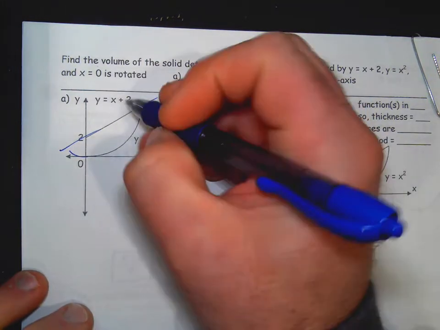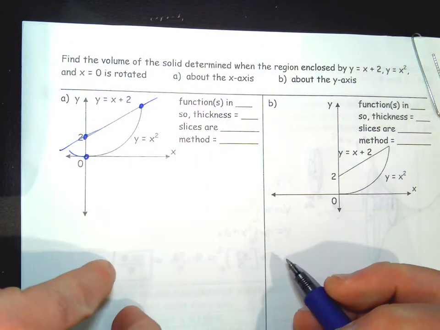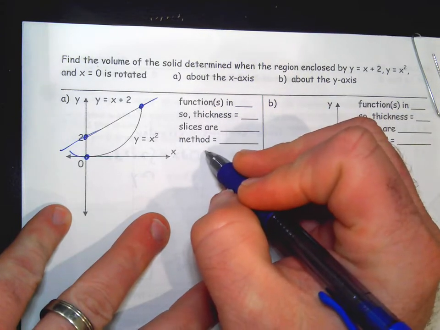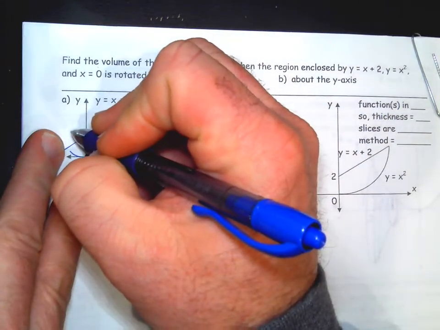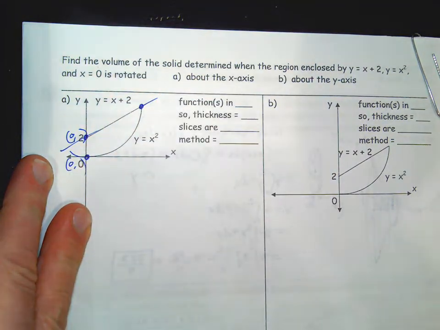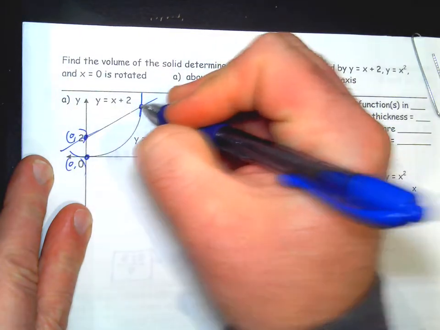We need to find the intersections of these curves, okay? And they're going to be the same for all these problems right here. So we could say, okay, well, this is (0, 2). This is (0, 0). If you plug 0 into here, you get 2. Where do these two intersect each other?